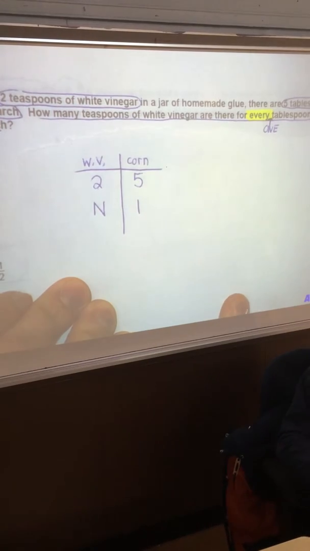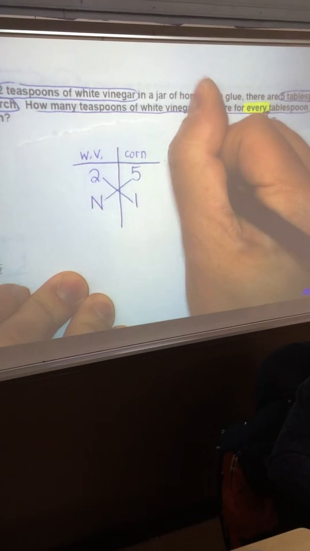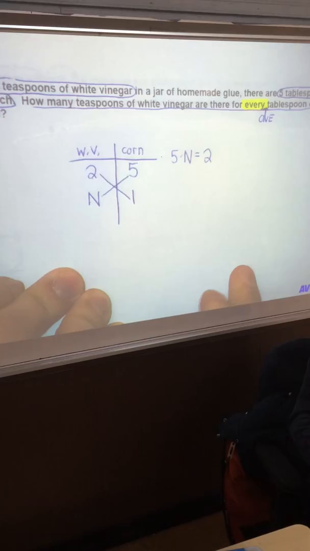There's a few ways to solve this problem. I always like to use cross multiplication. So 5 times N equals 2 times 1, and if you can't do 2 times 1, that's a problem.